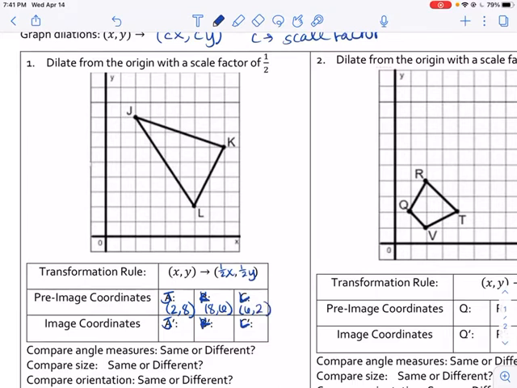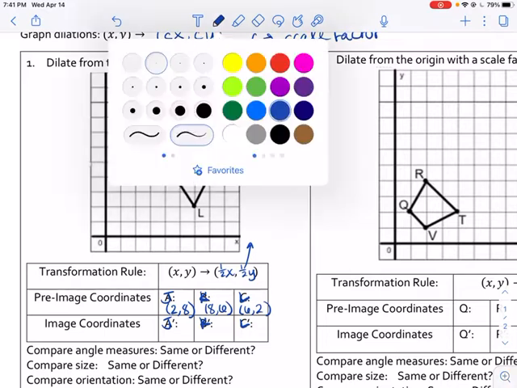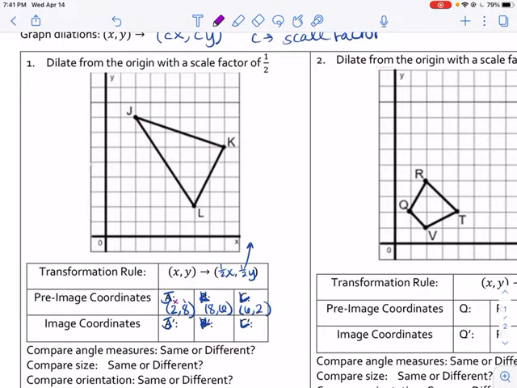So now we're going to apply our transformation rule. I'm going to show my work up here so that you can see what I'm doing to all my pre-image coordinates. I'm going to put x and y from each coordinate into this rule. So for J prime, it will be 1/2 of 2 and 1/2 times 8. Now, 1/2 is pretty easy to find out in your head, but you're going to deal with some fractions that might be a little more difficult.